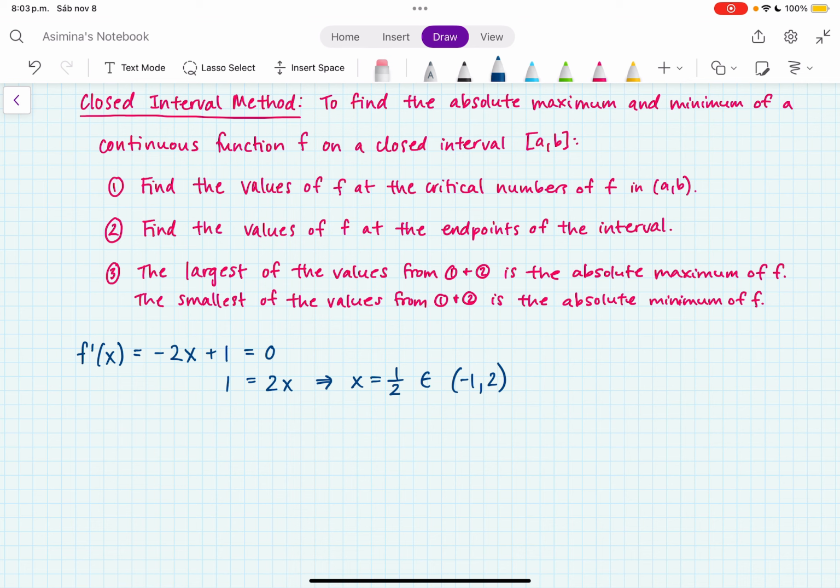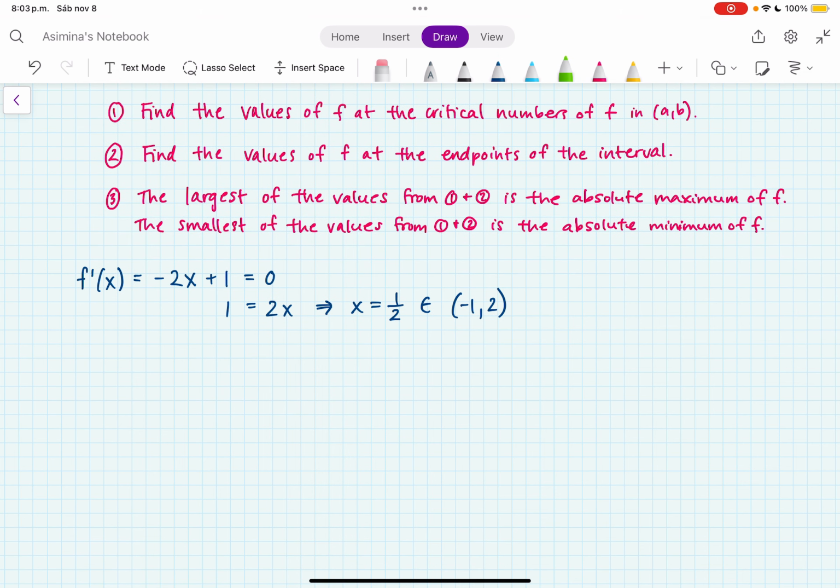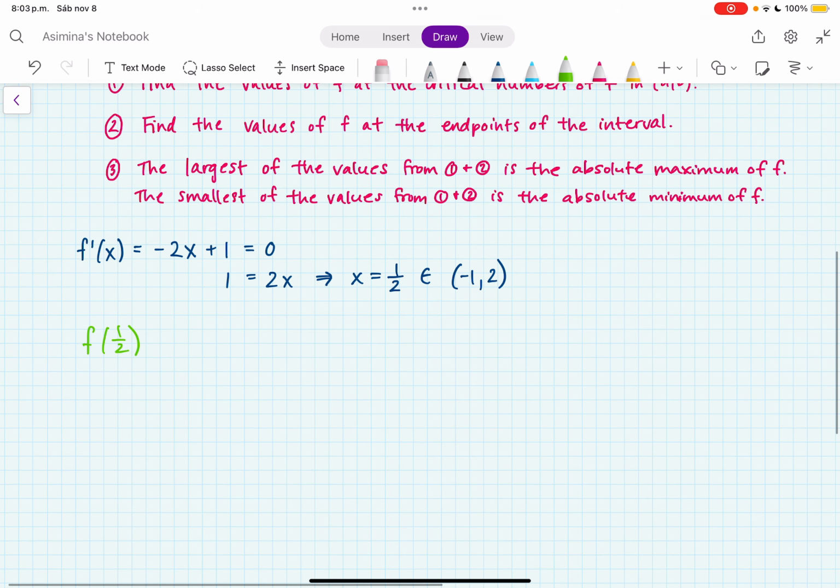So now we're on step 2. Well, I guess first we're at step 1. We didn't actually evaluate f. So now I want to evaluate f at the point 1/2. Now what was f? f was this function up here, minus x squared plus x plus 2. So f of 1/2 is minus (1/2) squared plus 1/2 plus 2. So this is minus 1/4 plus 1/2 plus 2.